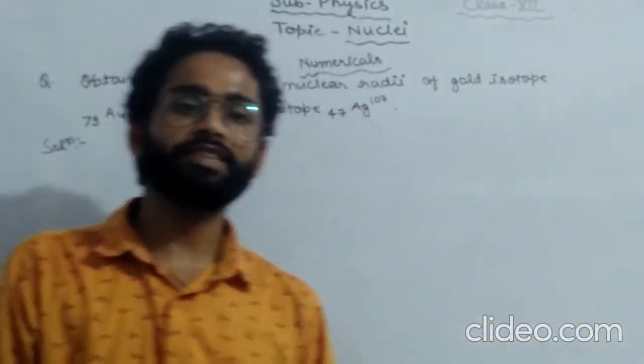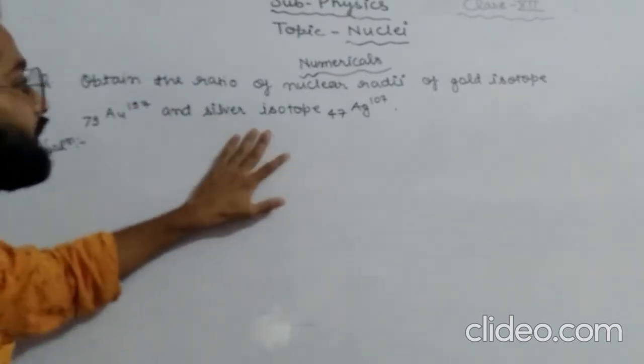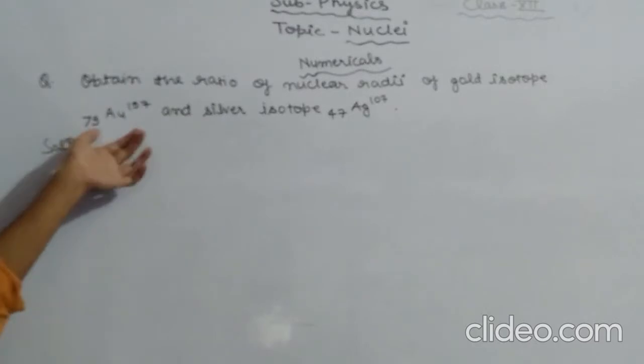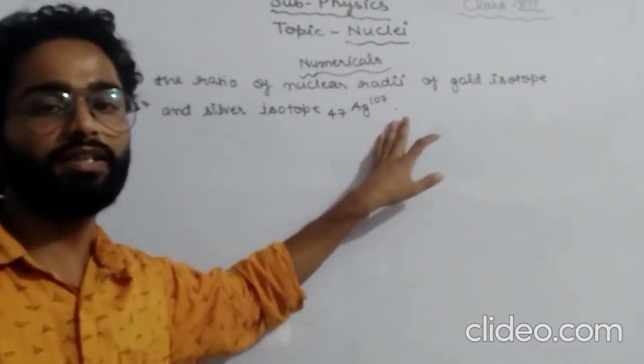Good morning students, welcome you all. Now we are ready with our new numerical. Obtain the ratio of nuclear radii of the gold isotope, 79Au197, and the silver isotope, 47Ag107. How will you solve this?